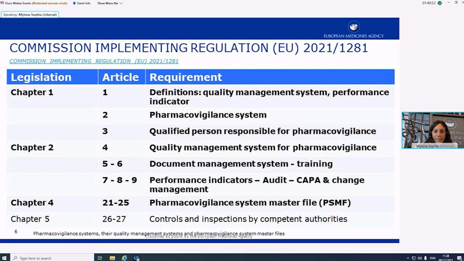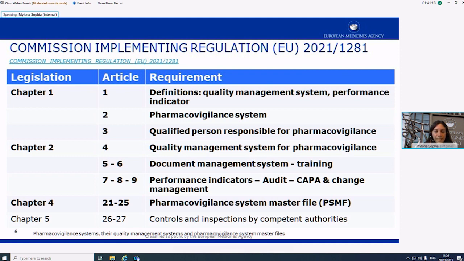So if you go to the next one, I would like to highlight that in this case, for the quality management systems, the pharmacovigilance system and the PSMF, the pharmacovigilance system master file, it is very important you become familiar with the Commission implementing regulation. We have also tried to put the important references in the guidance in the VGVP. So we hope you find this also helpful.